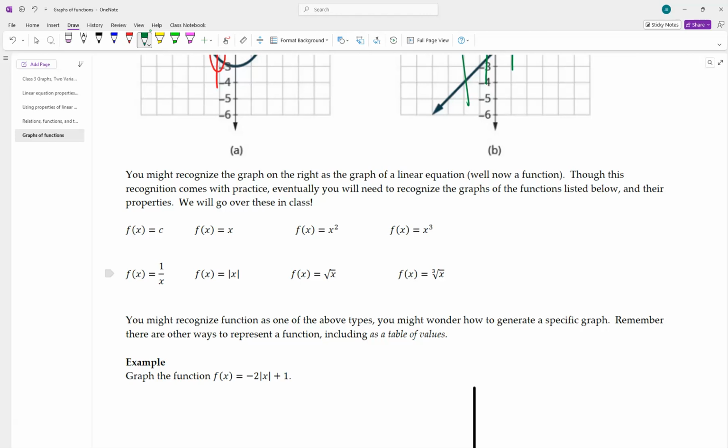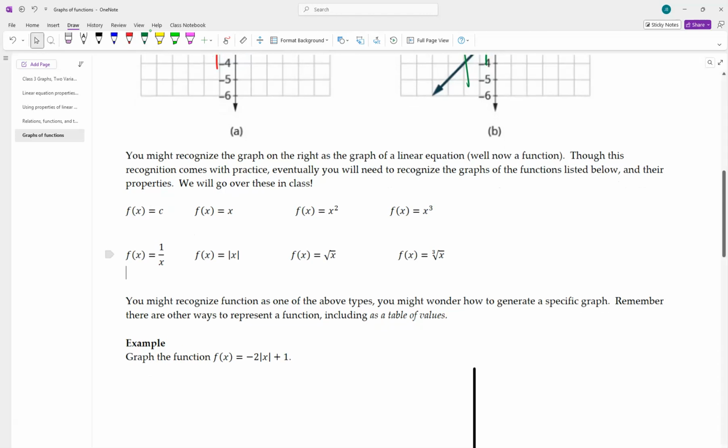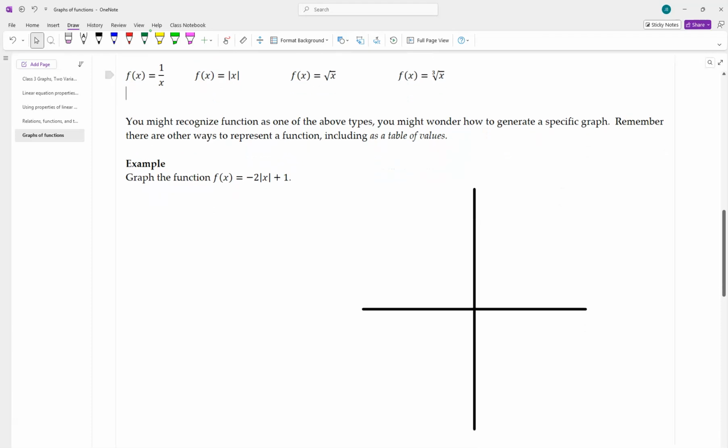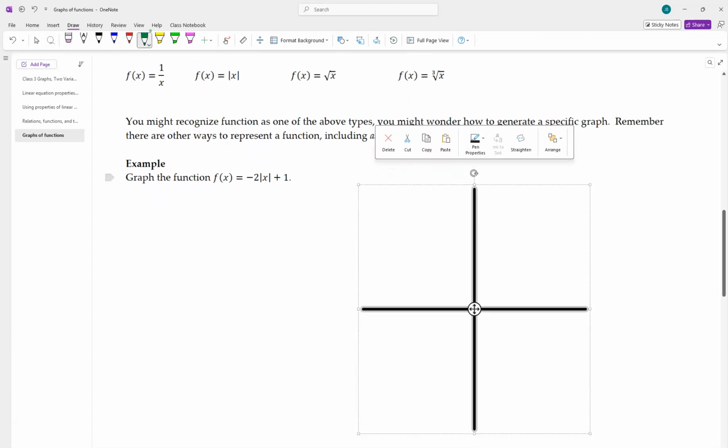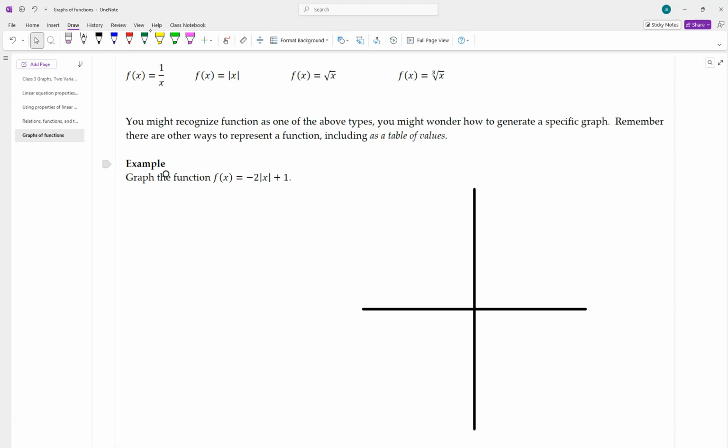But at a base level, if you recognize it corresponds to one of the forms, you can say, okay, I have the overall idea of what it looks like. Maybe I just need to generate the specific graph using a table of values. For instance, you might recognize that the absolute value is in here, so you're thinking the graph's going to look like a V, but what does this specific one look like? For the beginning, I would pick just some nice x values. I typically do -2, -1, 0, 1, and 2. And then I run those through the equation.